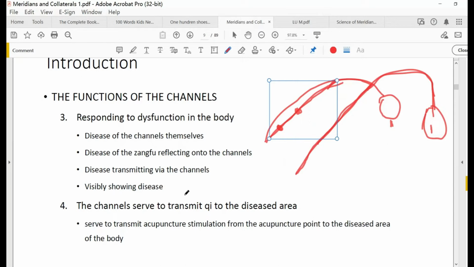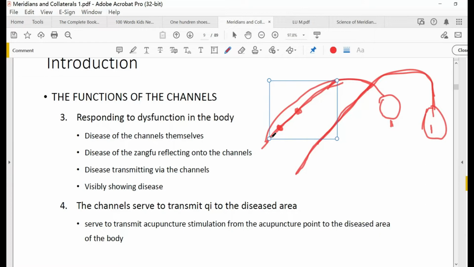Visibly showing disease. This one, for example, sometimes the skin, a small part of the skin, will show some different colors. It could be especially red or some purple-blue color. So this could be the reflection of some disease.